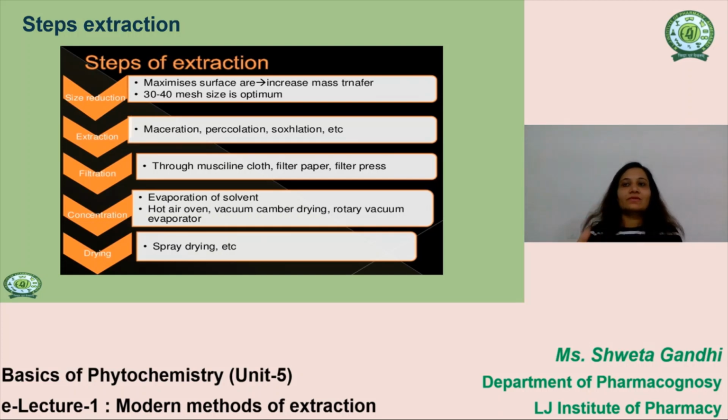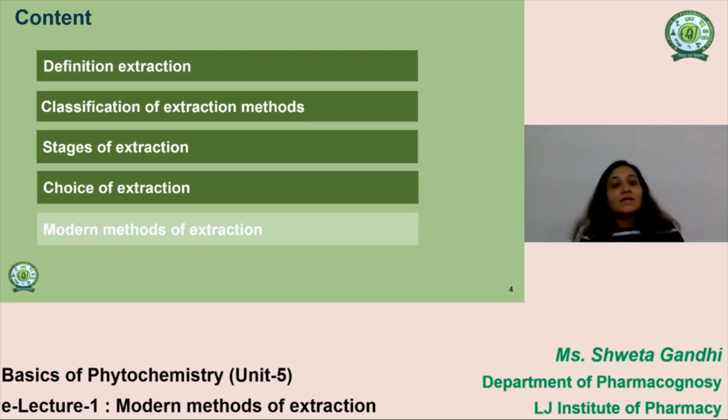So in these steps of extraction, I think you are all clear about them. First we will do size reduction, then extraction, then filtration. After filtration, we will do concentration. Concentration means we will concentrate the extract for getting the residue, and at last, after getting the extract, we will dry it to remove its hygroscopic property, and at last we will get the free flowing, dry powder.